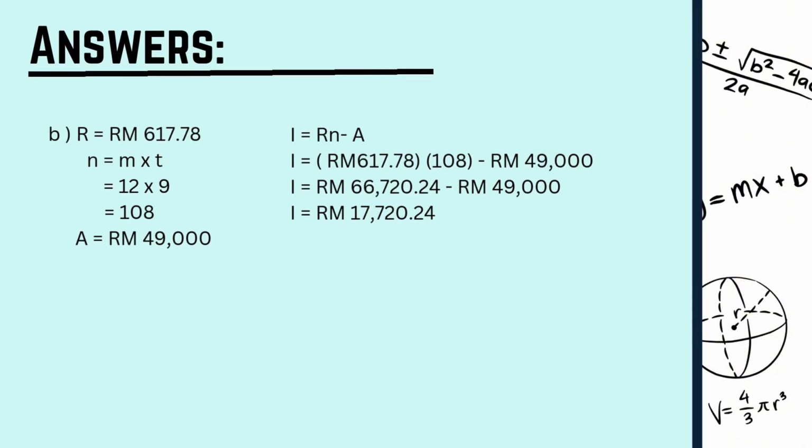Next, B. Calculate the interest charge. We know that R equals 617 ringgit 78 cent, n equals 108, A equals 49,000. So we can use the formula, which is I equals Rn minus A. So the final answer is 17,720 ringgit 24 cent.